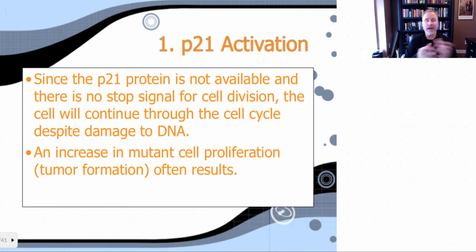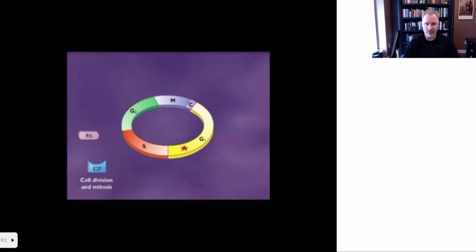Okay, we don't have any stop signal for the cell division, as it says here, and you can see that now the cell cycle is going to continue despite the fact that there's damage to the DNA. So that's why P53 is important, because it senses these things, and when it becomes damaged, you don't have any way to really sense these errors that are going on. And then as a result of this, you get an increase in mutant cell proliferation and then the formation of a tumor. Okay, so this video will be something that will be posted, and you guys can watch this one as well.